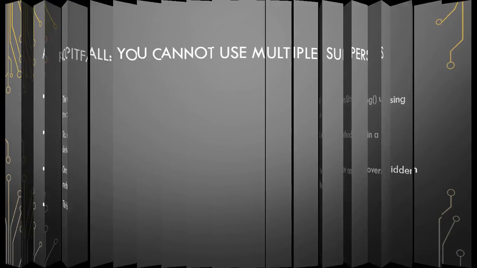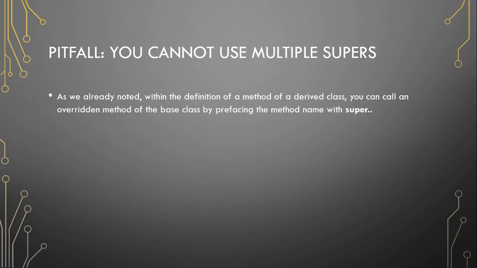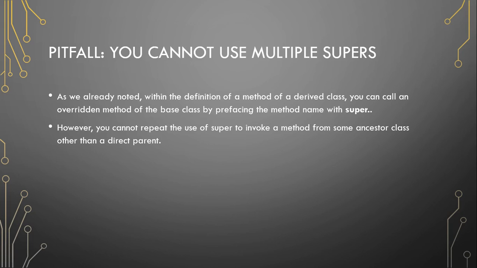Now, a quick pitfall. You cannot use multiple supers. As we already noted, within the definition of a method of a derived class, you can call an overridden method of the base class by prefacing the method name with super dot and then whatever it is, like super.toString, for example, super.equals, whatever. However, you cannot repeat the use of super to invoke a method from some ancestor class other than a direct parent. So it has to be pretty much just the class immediately above it. You can't go, oh, I'm going to invoke the class that was three generations back. No, it can only be the direct parent, the direct ancestor.